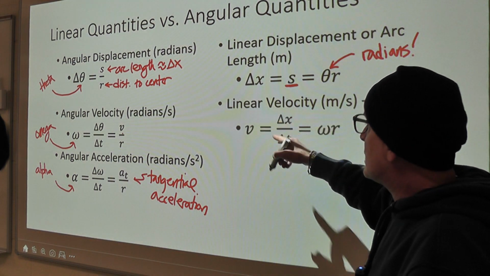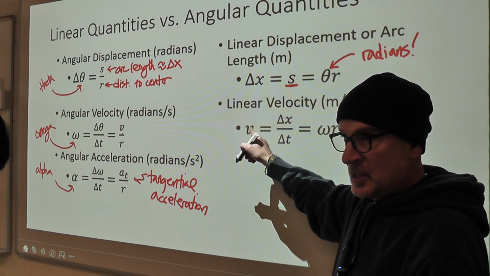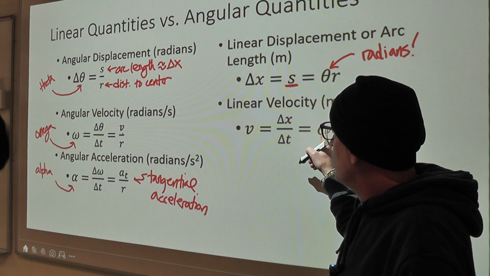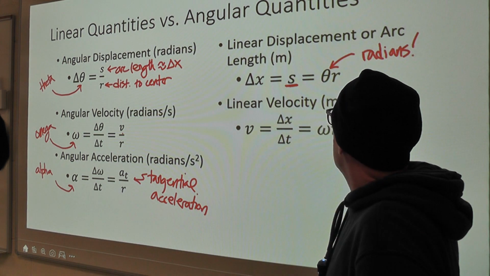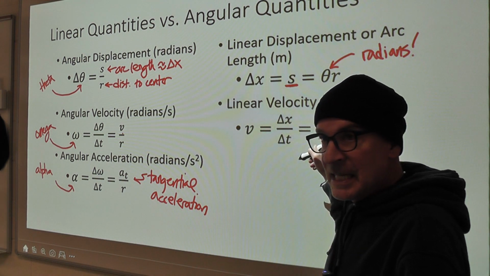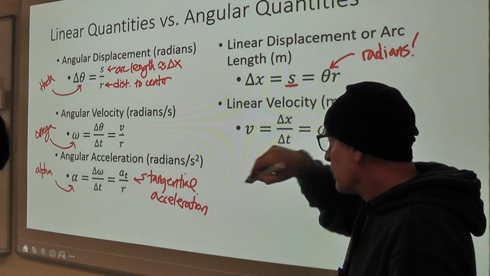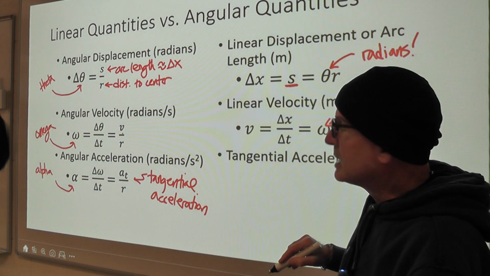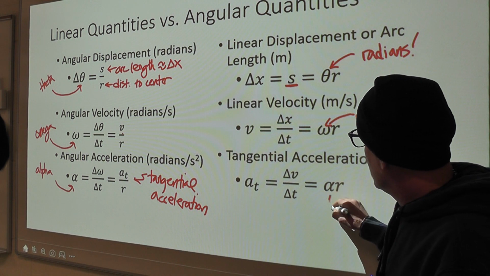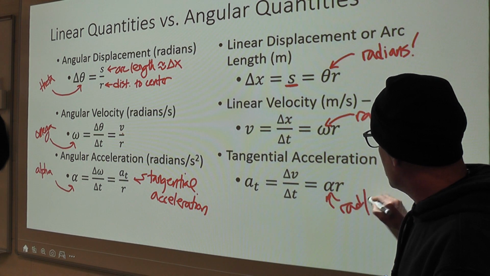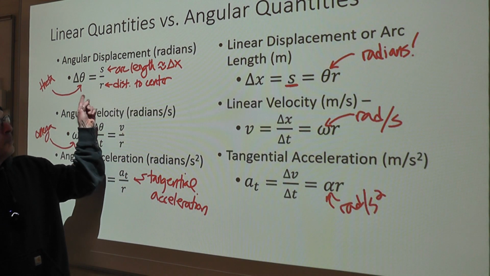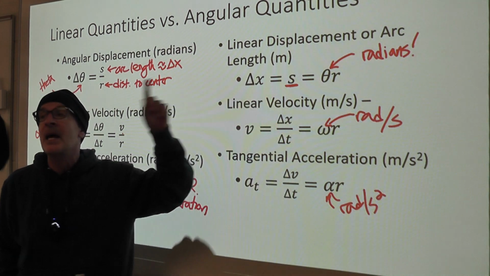With velocity, same deal. If I want to know how fast something is moving on our rotating frame of reference, I can multiply its angular velocity in radians per second by the distance to the center of rotation, and I'll get its linear equivalent velocity. And same with tangential acceleration. It's equal to, this is an alpha, not an A. Alpha will have units of radians per second squared.